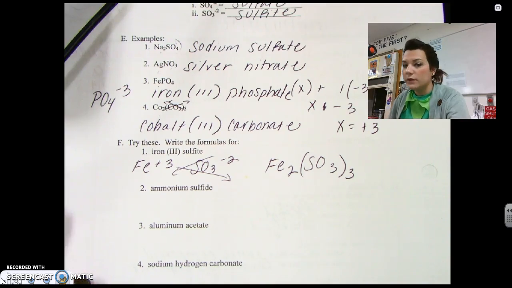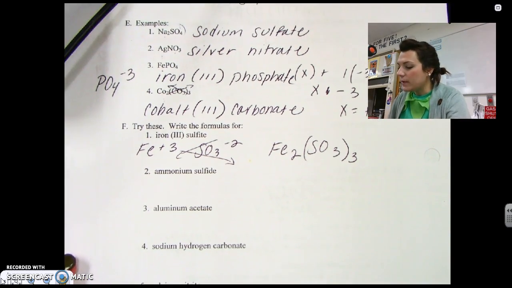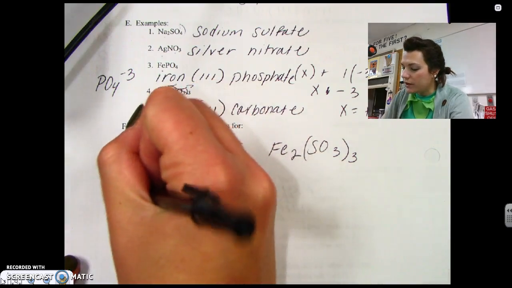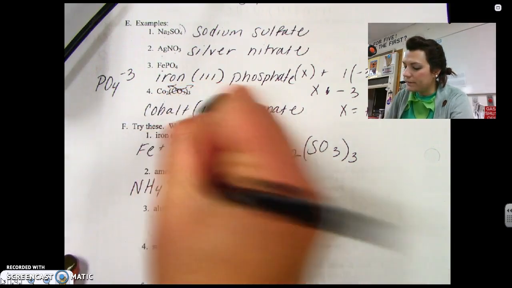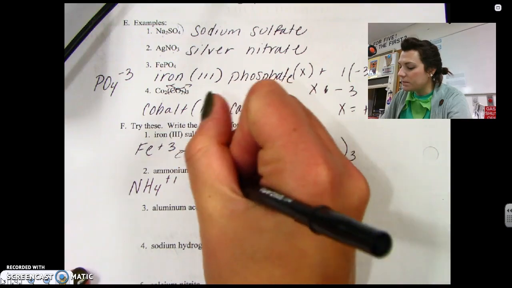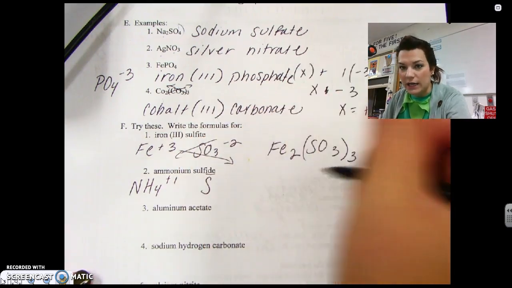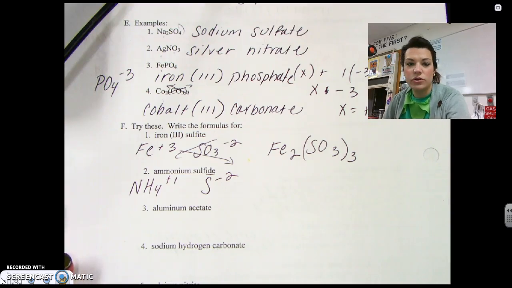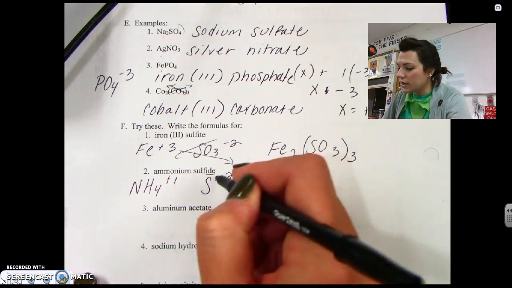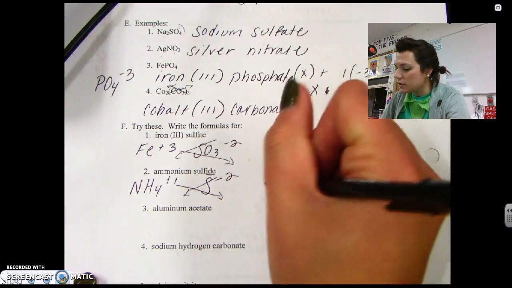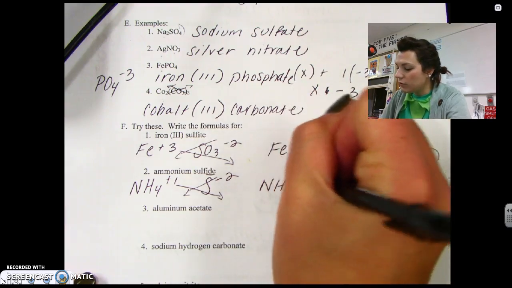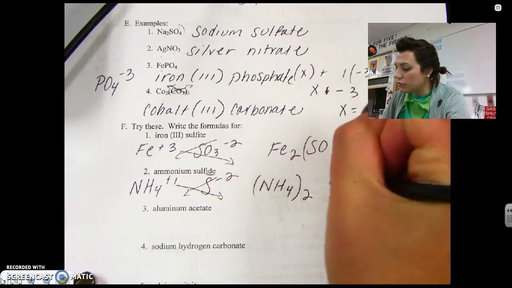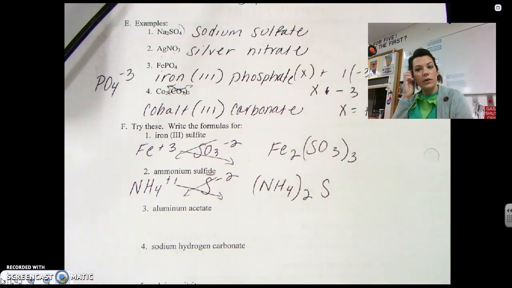Okay, let's do one more. Ammonium sulfide. Okay, ammonium is NH4 plus 1. Sulfide is just based off of the periodic table. Ide means it's been pulled off the periodic table, so this is just sulfur with a -2 charge. Charges don't cancel, so I'm going to crisscross. So this is going to be (NH4)2S. Okay, so that's how you name polyatomics. Thanks.